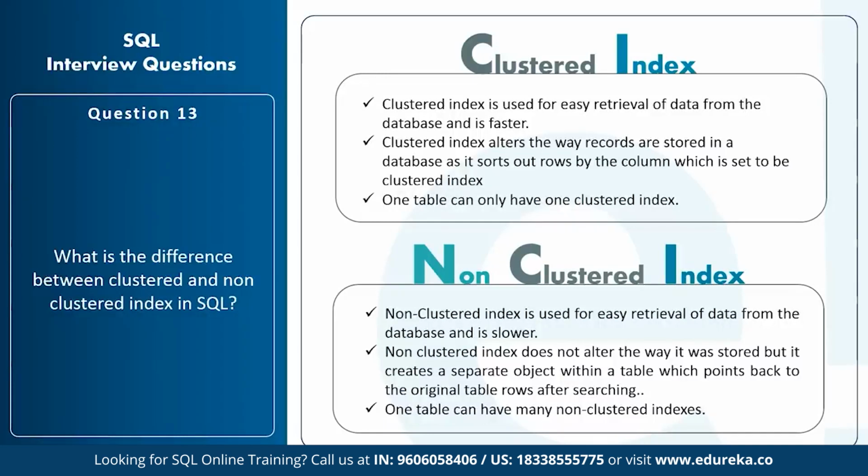The main difference between both of them: both are used for easy retrieval of data, but yes, the clustered index is faster than the non-clustered index, and a table can have only one clustered index, but a single table can have many non-clustered indexes. Apart from that, the third difference between both of them is that the clustered index alters the way records are stored in the table, and the non-clustered index does not do that.